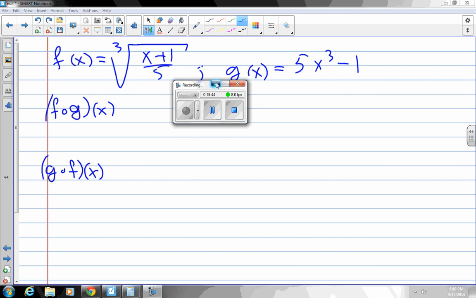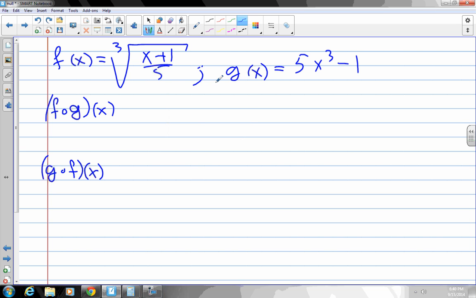So the setup, g goes inside of f, so we get a cube root of, instead of little x, we put all of g, so that's 5x cubed minus 1, right? That's the g function. And then plus 1 over 5. That's the setup, right? This is our little g function that went inside of f. And that's what you said, right? Yeah. Or you did the other composition, which is also fine.